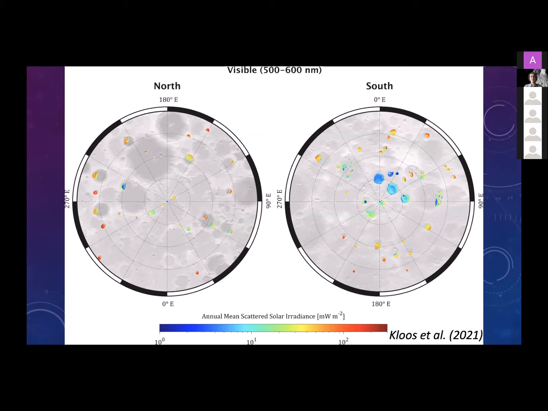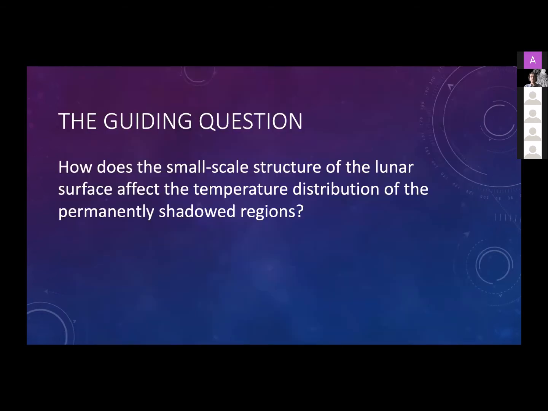It is not unreasonable to assume then that small-scale terrain features within PSRs may create areas that are shielded from both direct and scattered sunlight. Without either of the primary illumination sources, these areas could be much colder than the rest of the PSR, perhaps even cold enough to harbor volatiles other than water. This is the question that my research aims to answer. To what extent does the small-scale structure of the lunar surface affect the temperature distribution of the permanently shadowed regions?